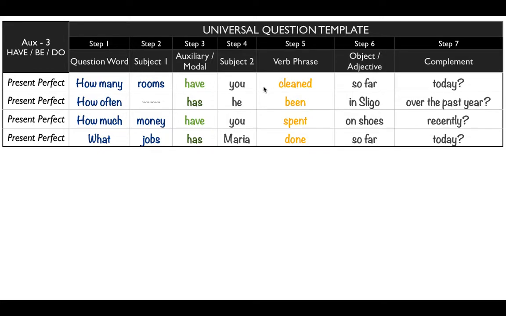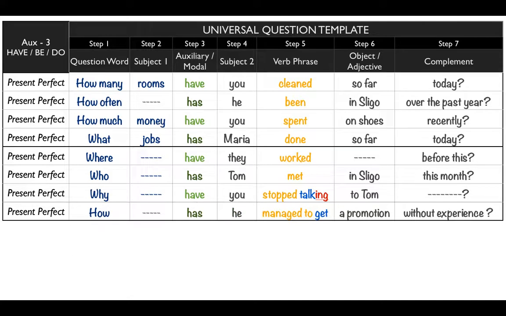So how many rooms have you cleaned so far today? How often has he been in Sligo over the past year? Over the past year, that means this year. So over the past year hasn't finished yet. How much money have you spent on shoes recently? Recently is an indefinite time frame, so we don't know when that was. And we don't know if it's finished. What jobs has Maria done so far today? Again, today hasn't finished.